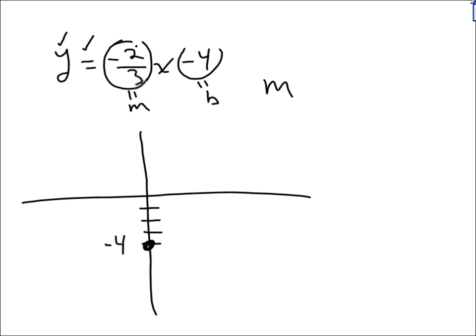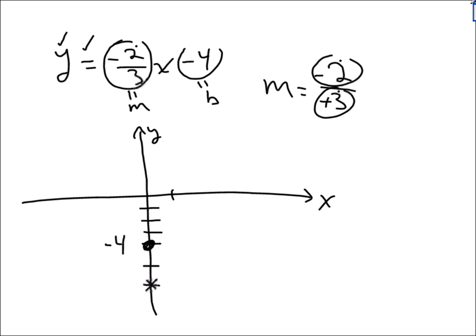And the slope is -2 over 3. That's the change in y. I go down 2. That brings me right there. Let me label my axes. And 3 is the change in x. So I go to the right 3. 1, 2, 3. That brings me right here.